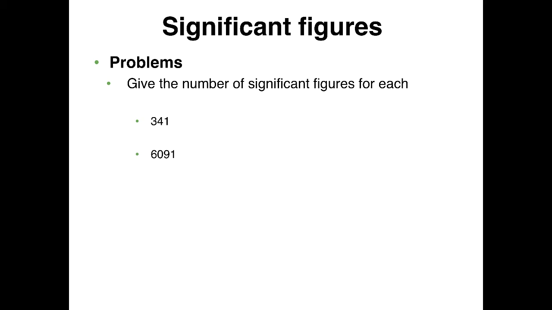This one has 4 because the 0 that's present is between two non-zero digits. Therefore, it is significant. So all 4 of these digits are significant, and there are 4 significant figures here.